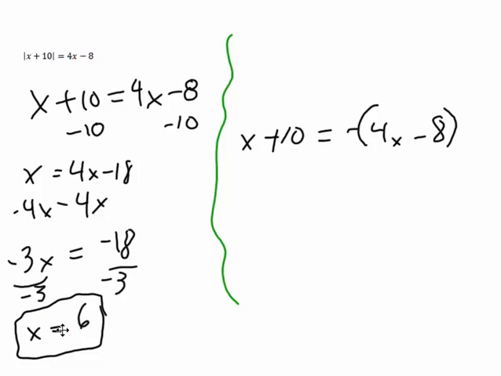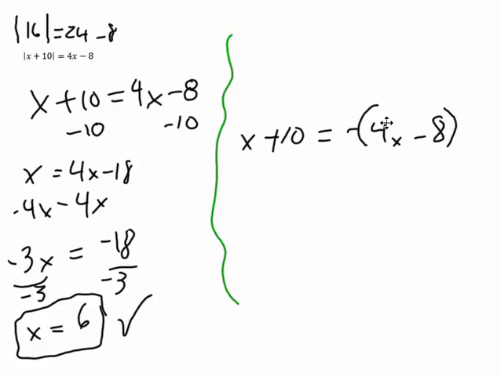Now, when I plug that back into the original, 6 plus 10 is 16, and I still have my absolute values. And 6 times 4 is 24, so I have 24 minus 8. Well, the absolute value of 16 is 16. My distance away from 0 on a number line for 16 is 16. So my 16 equals, well, 24 minus 8, yeah, that's 16. So this checks out. So my answer here checks out.